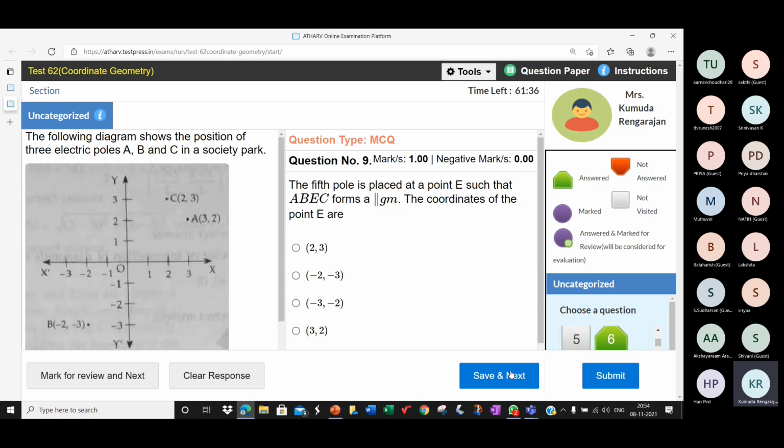Children, I'll tell you the procedure. We need to take up the diagonal BC first. Find the coordinates of the midpoint of BC using the midpoint formula. Then take up the diagonal AE. The midpoint of BC is the same as the midpoint of AE. So use the same coordinates of the midpoint for the diagonal AE and find the coordinates of E.